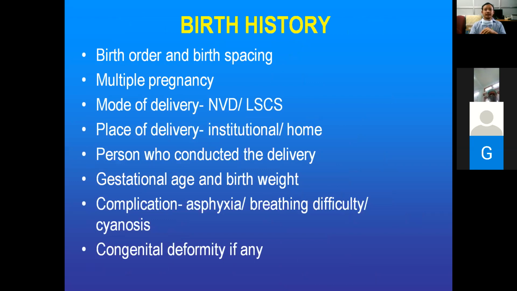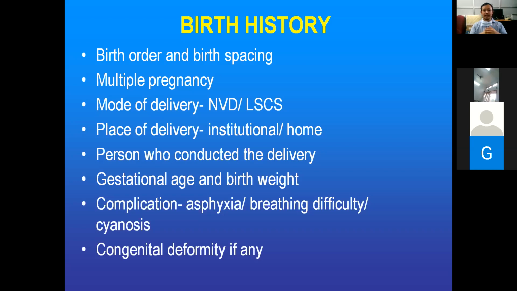Then next is birth history. What is the birth order and birth spacing? So if the birth order is like 4th, 5th with inadequate spacing, you have a very high likelihood of getting a small for gestational age baby. Multiple pregnancies like twin pregnancy, triplet pregnancy, the second baby is more likely to suffer from hypoxia or hypoglycemia. Mode of delivery, whether it is normal vaginal delivery or lower segment cesarean section. What is the place of delivery, institutional delivery or home delivery.